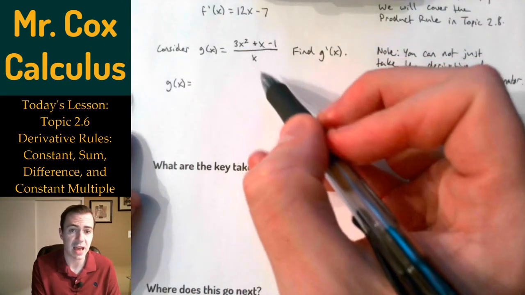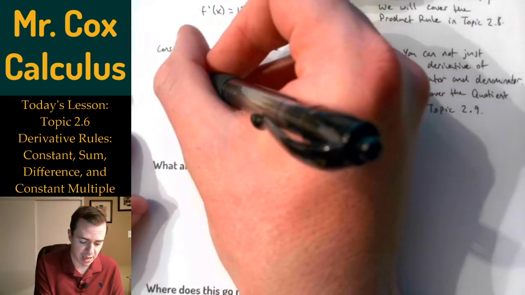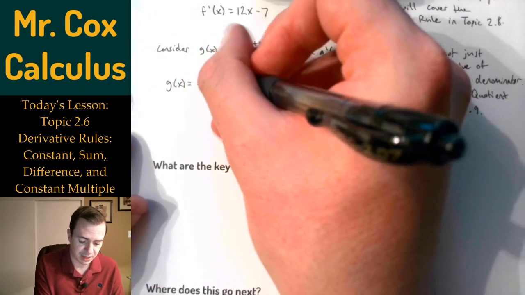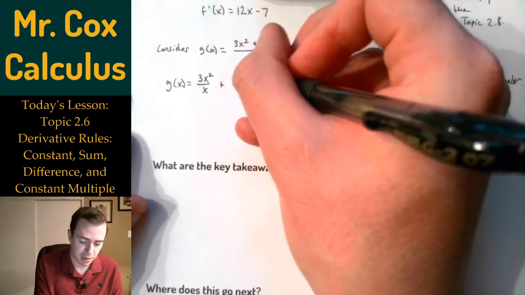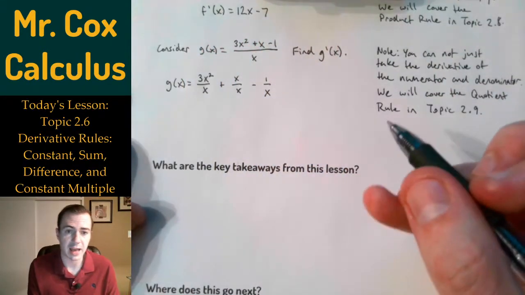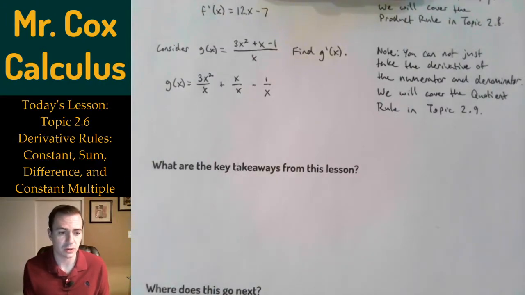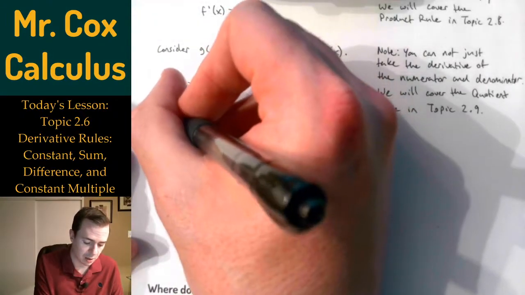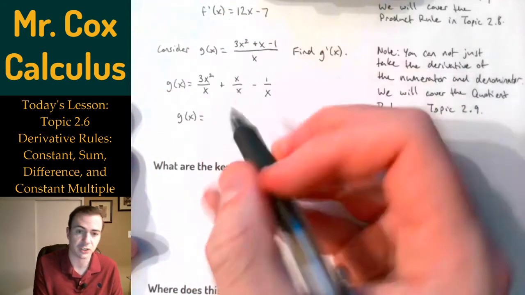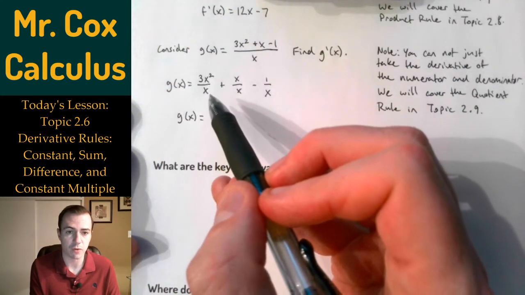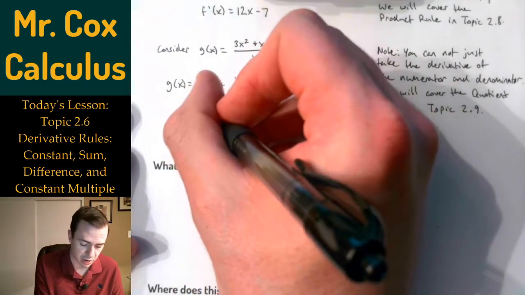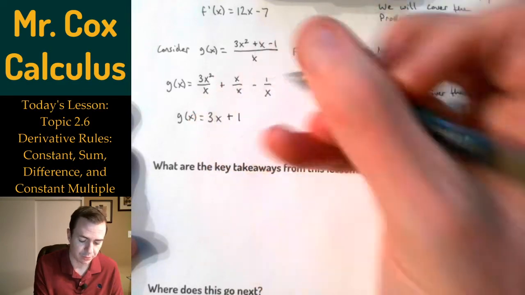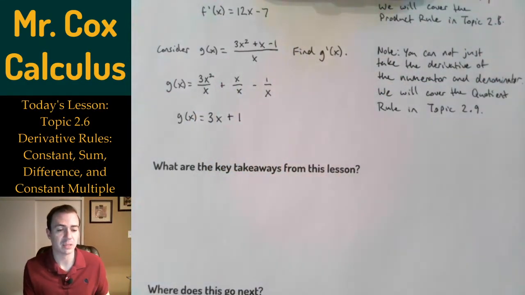I can expand it out. I can say that's 3x squared over x plus x over x minus 1 over x. And now if I do a little bit of simplification, I can actually rewrite g of x as a polynomial function. 3x squared over x is just going to be 3x. x over x is going to be positive 1. And then minus 1 over x is minus 1 over x.